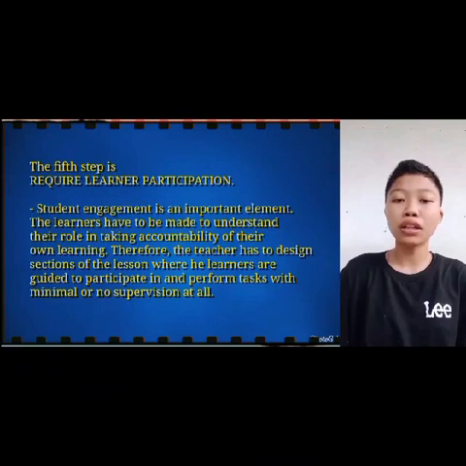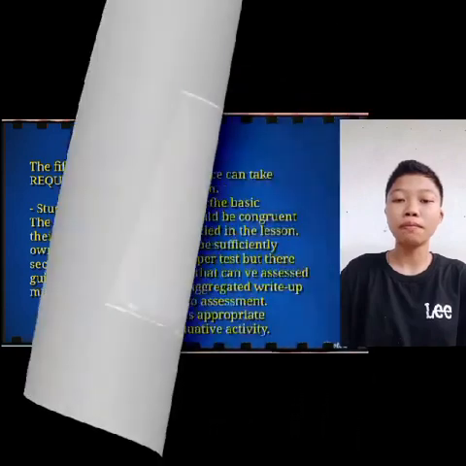The fifth step is require learner participation. Student engagement is an important element. The learners have to be made to understand their role in taking accountability of their own learning. Therefore, the teacher has to design sections of the lesson where the learners are guided to participate in and perform tasks with minimal or no supervision at all.